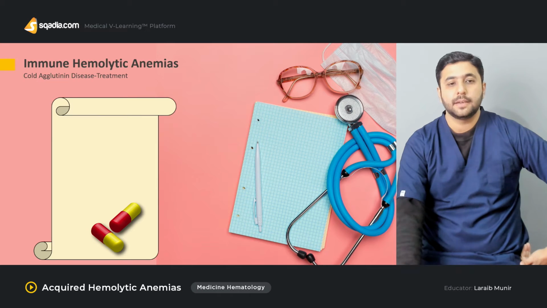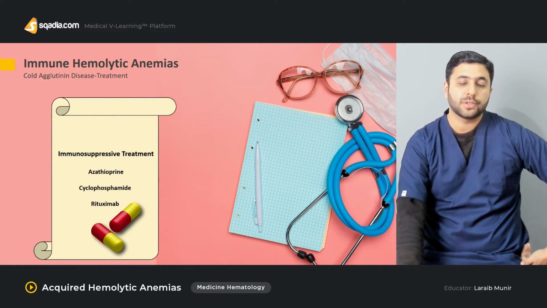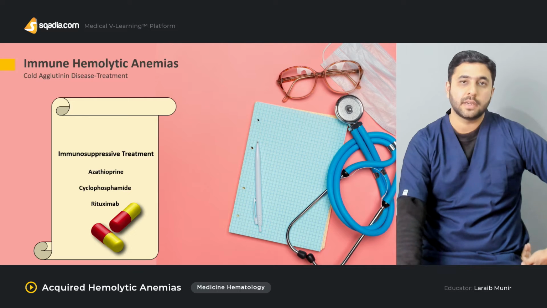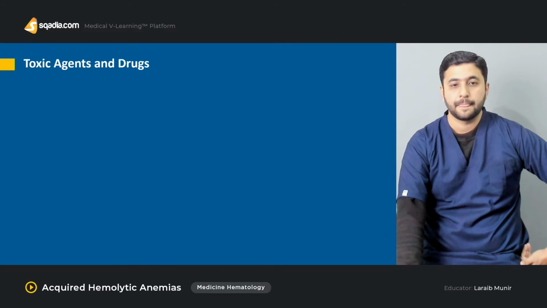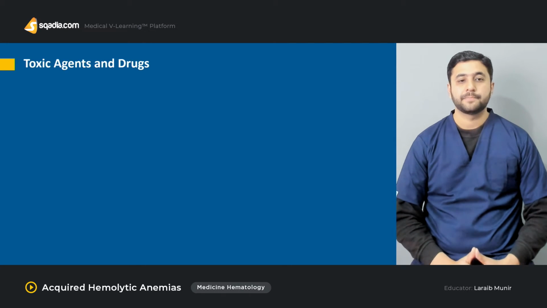As for the treatment options, since it is an immunological process, we use immunosuppressive drugs like azathioprine and cyclophosphamide. These have been used historically, but recently the monoclonal antibody rituximab has taken off. It has been the main course of treatment for these patients, and it has shown very good results in a large population. So rituximab can be considered at the present time the major drug used to treat cold agglutinin disease. This concludes our discussion of the immune hemolytic anemias.